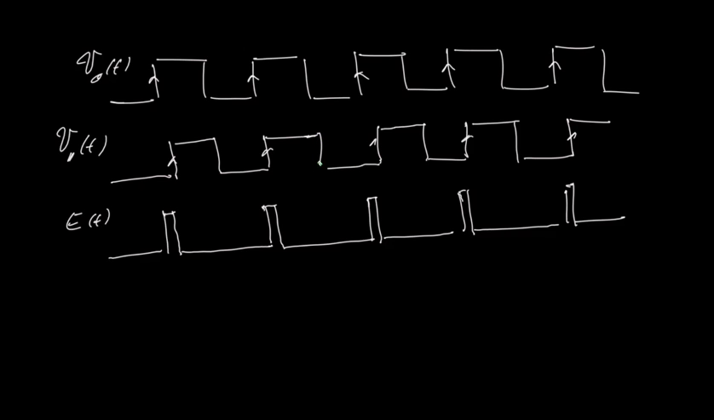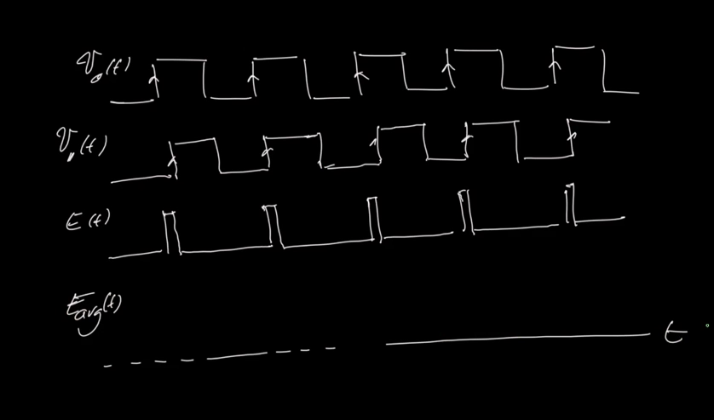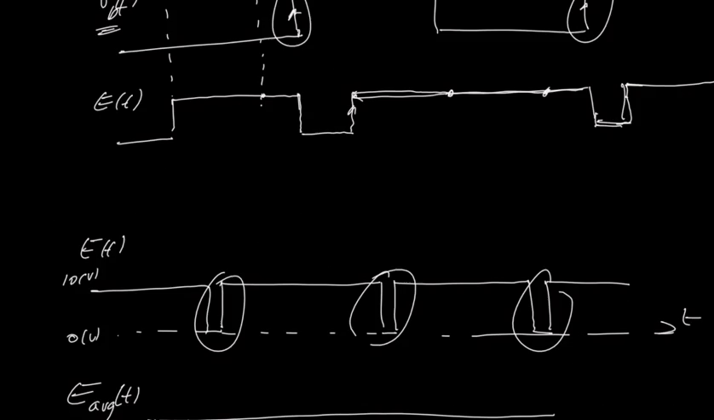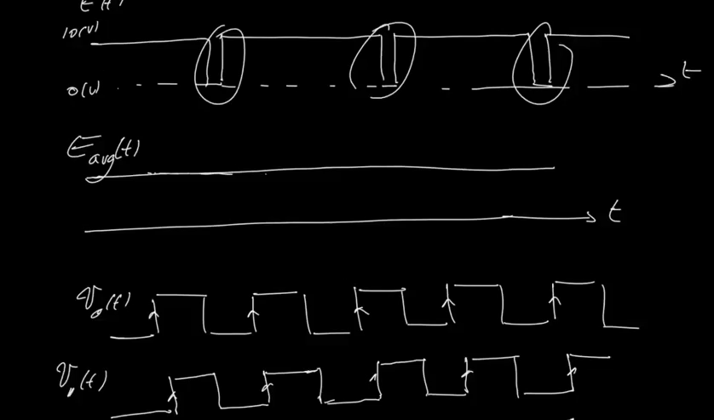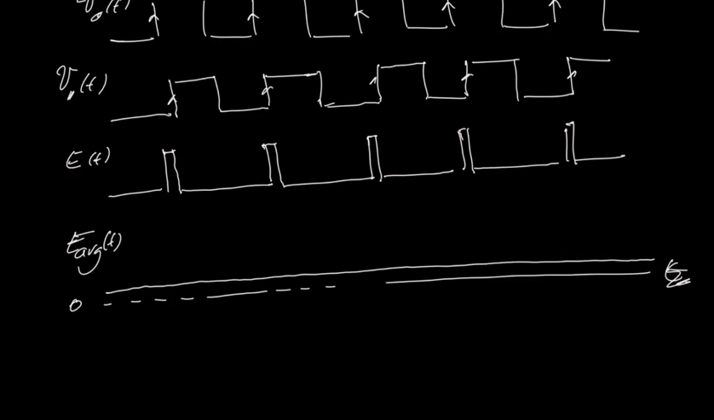E of t spends most of its time what? Low. And when we average it, assuming that this is the zero, the average of E of t is practically very, very small, practically zero. So there's a big contrast between this case and that case.